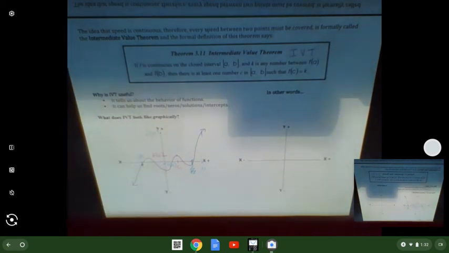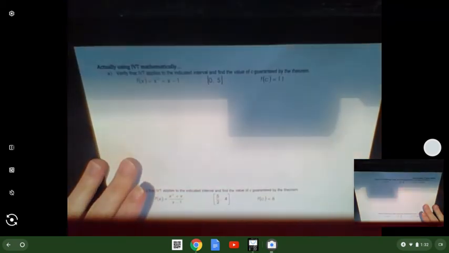This can be really helpful, as you can see right here, talking about function behavior, finding intercepts, roots, zeros, solutions, whatever you want to call it, if you don't have a calculator. It also may be one of those things that you have to verify, that you can use the intermediate value theorem in order to proceed on with more calculus concepts.